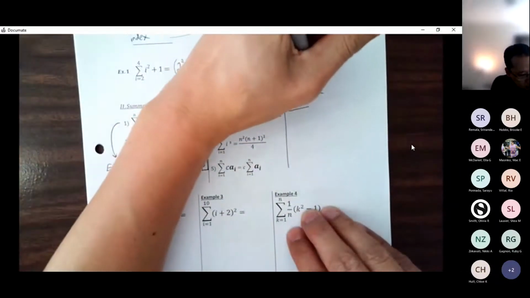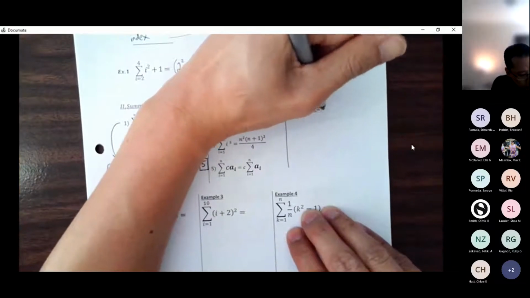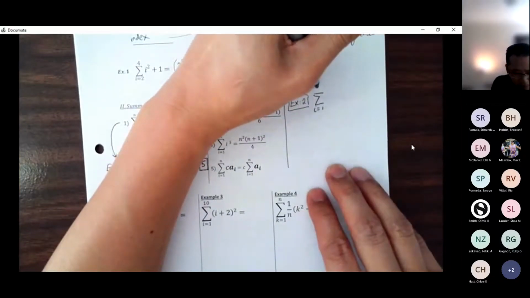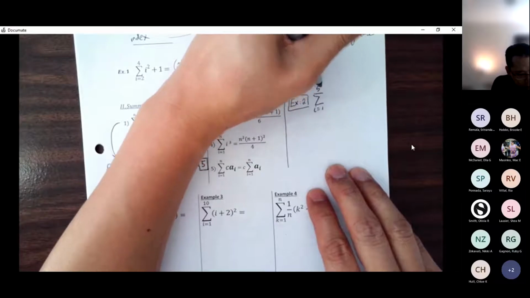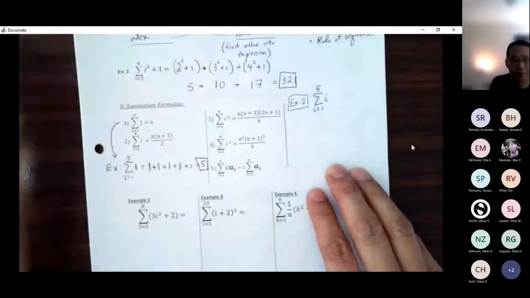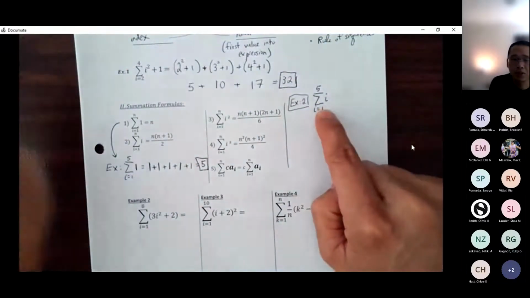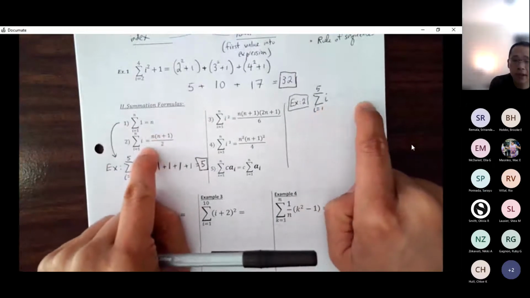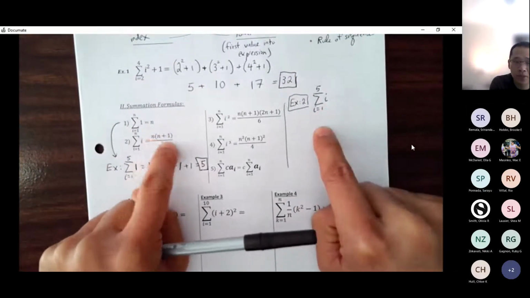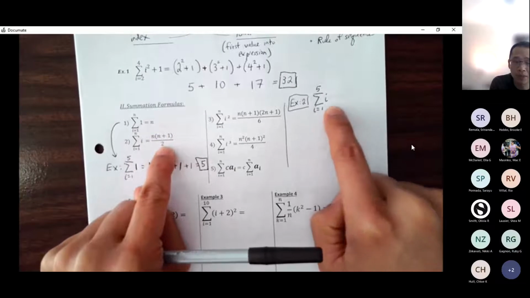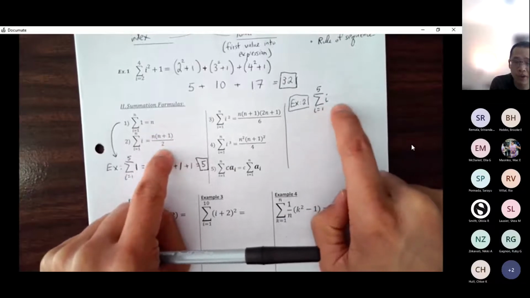Let's say I have the summation from 1 to 5 of i. Again, we're going to do this by hand first, and then I want to show you that this rule actually will match what we found by hand.